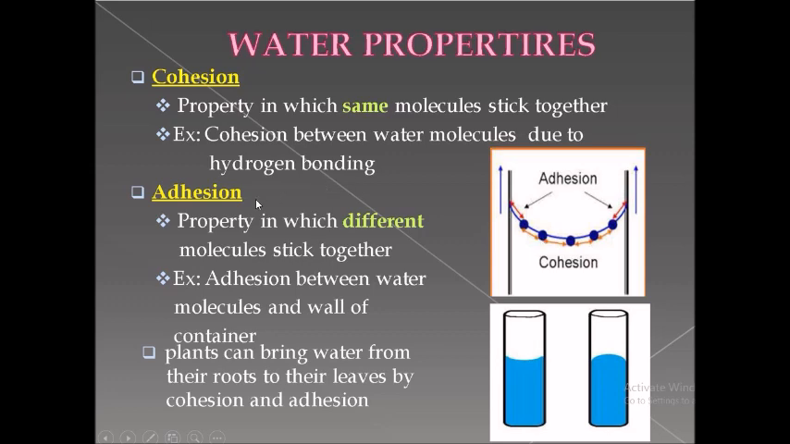Meanwhile, adhesion is a property where different molecules stick together. For example, the water molecule here will be attracted to the wall of the container over here. So this attraction between different, not similar, molecules is known as adhesion. Due to adhesion and cohesion, plants can bring water from the roots up to the leaf. This one I will explain in more detail later.